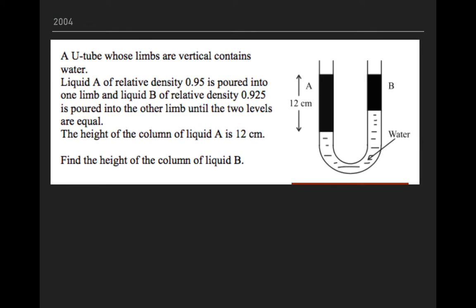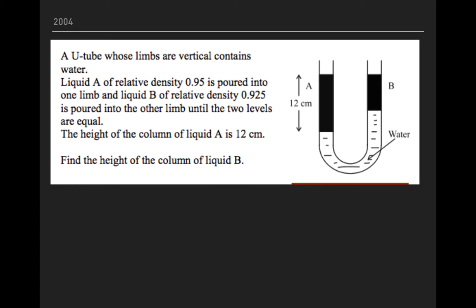2004, we have a U-tube whose limbs are vertical. It contains water. Then we have liquid A of relative density 0.95. So the actual density is 950. Density of water is 1000. You're supposed to know that. It is poured into the left limb. And then liquid B is poured into the right limb and its density is 925. Now the two levels are then equal. The height of the column on the left is 12 centimeters. Find the height of the column of liquid B.